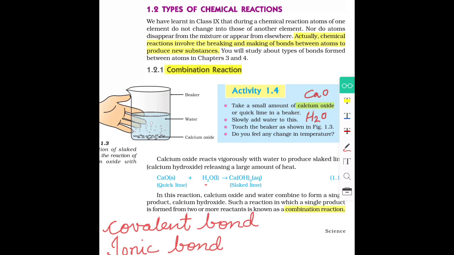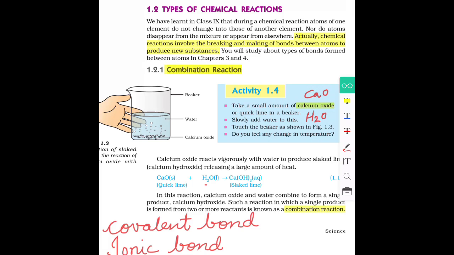Now let us see the first type of chemical reaction, that is combination reaction. Let us perform an activity to understand what a combination reaction is. Take a small amount of calcium oxide, which is symbolically denoted as CaO or quicklime, in a beaker. Slowly add water, H2O, to this. Touch the beaker as shown in figure 1.3. Do you feel any change in temperature? Yes, you will feel the change in temperature. You will find that the beaker has become warmer.